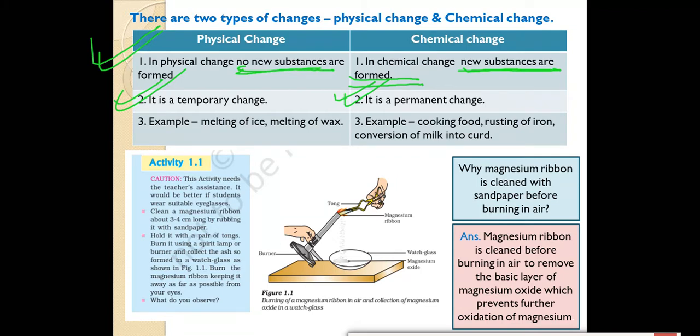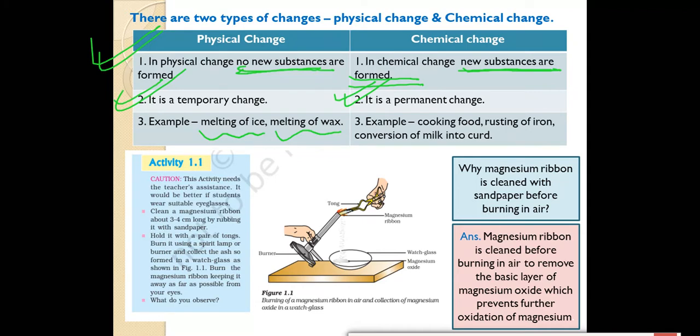Let us have a look at the examples of physical change. Melting of ice is an example of physical change. Once the ice melts, that water can again become ice if we keep it in the refrigerator. Melting of wax: once the wax melts, again we can make a candle from that wax.